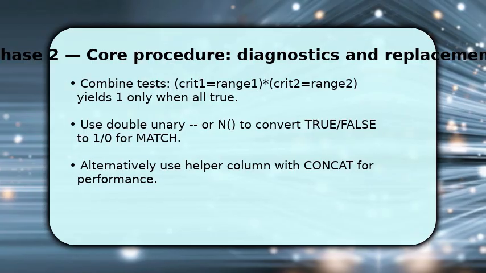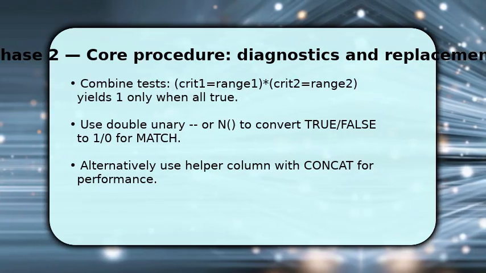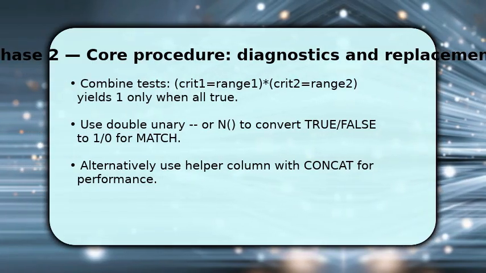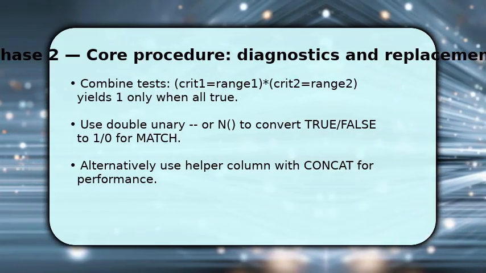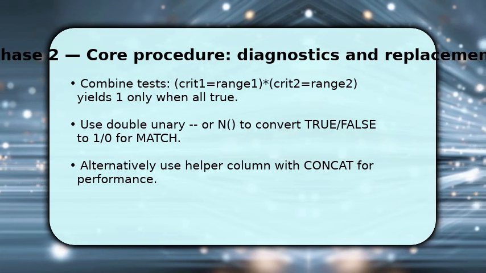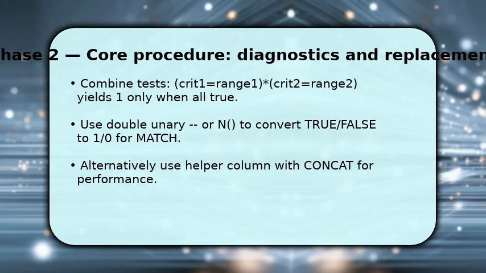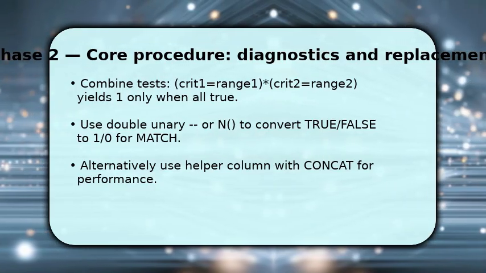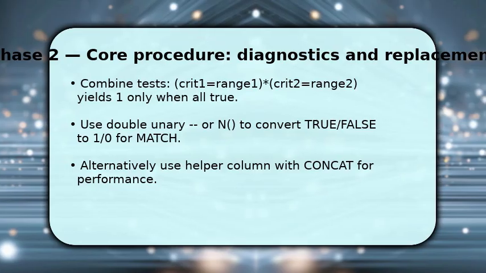If your dataset is large, create a helper column that concatenates criteria values. This simplifies to a single MATCH and speeds calculations. Either way, verify range lengths match exactly. Mismatched sizes return #N/A or errors.